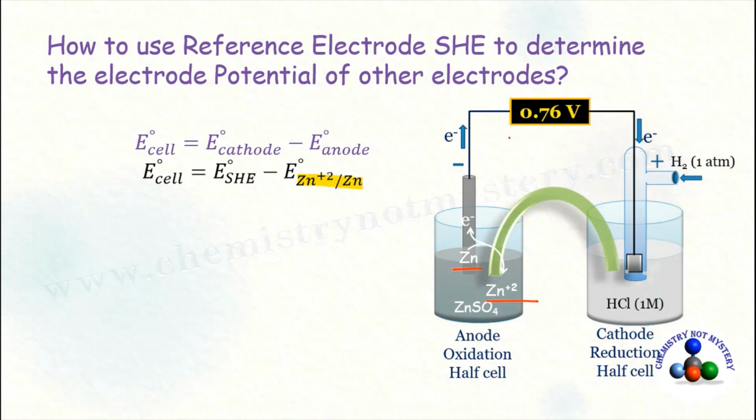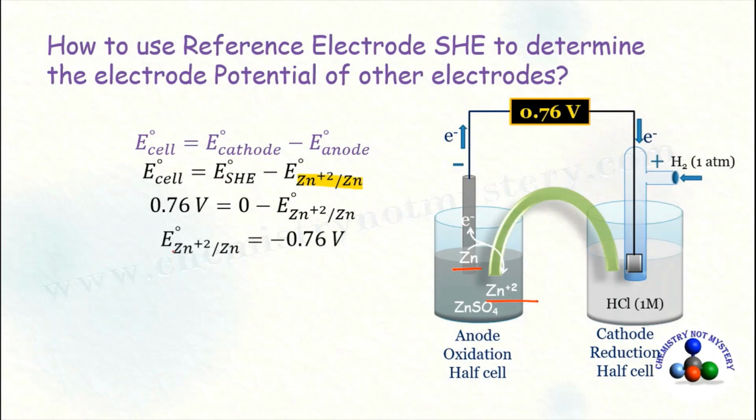By using a voltmeter, its E naught cell is found to be 0.76 volt. Now place the value in this formula. So here you will get 0.76 volt is equal to 0, as the standard reduction potential of SHE is 0, minus E naught zinc electrode. So when you solve it, you will get E naught zinc electrode equal to minus 0.76 volt.